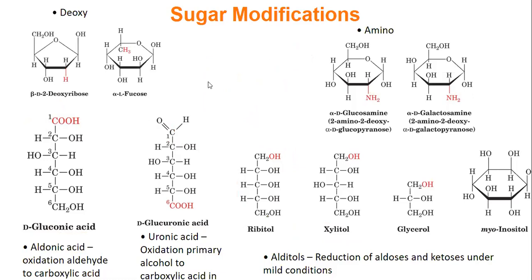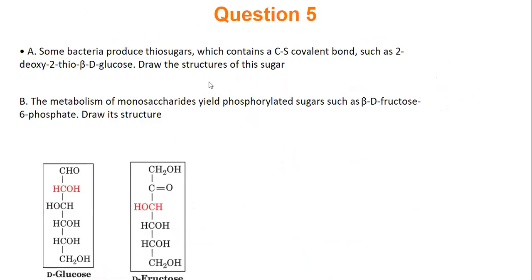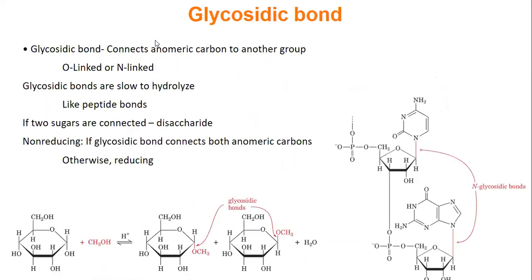We're going to actually skip the next question where you just have to draw a thio sugar. A thio sugar is where you replace the OH with an SH. But we got more important things to get to. So we're going to skip question 5. What we want to get to, though, are glycosidic bonds.